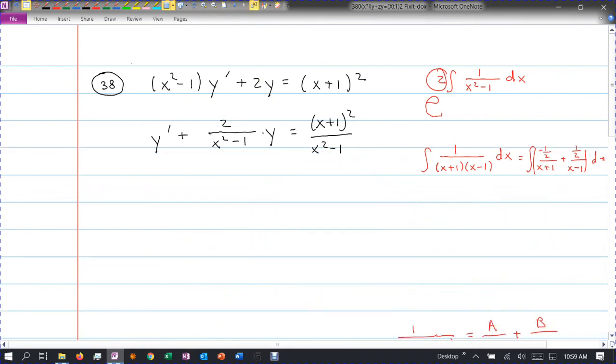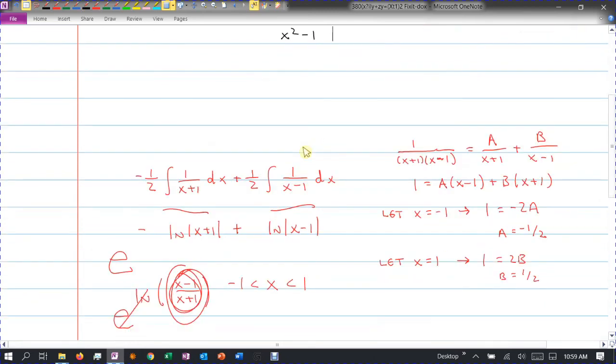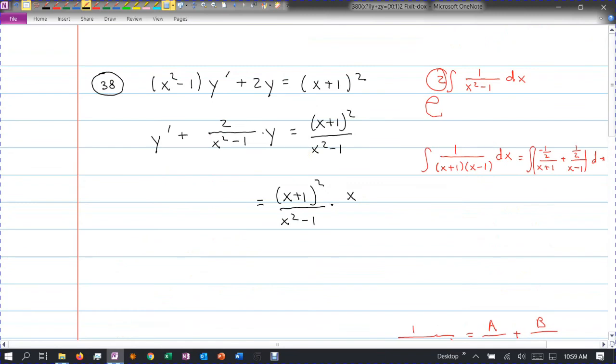Okay, so coming back up here, and let me do the right side first before I forget. x plus 1 squared over x squared minus 1, times my integrating factor, and yes, I did forget it already, x minus 1 over x plus 1. Now on the left side, we know it's going to turn into the derivative with respect to x of the integrating factor, x minus 1 over x plus 1 times y.